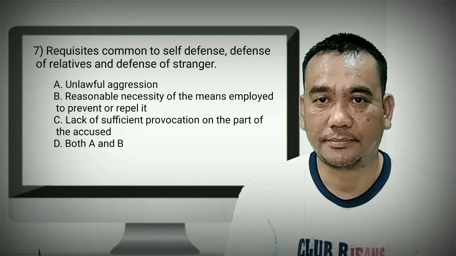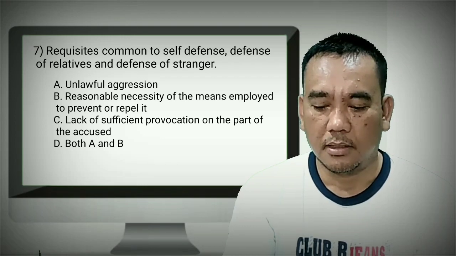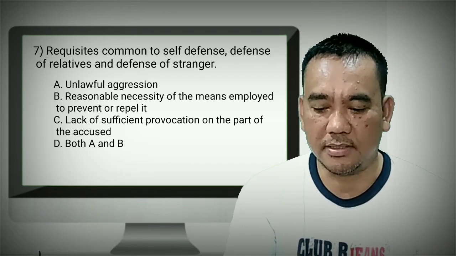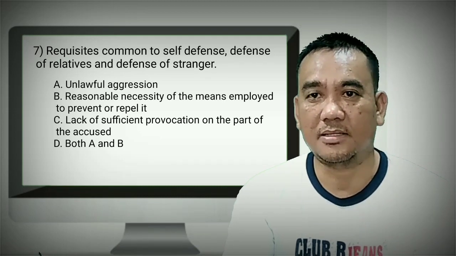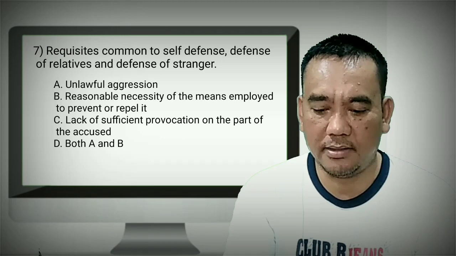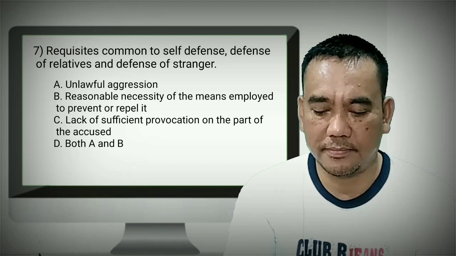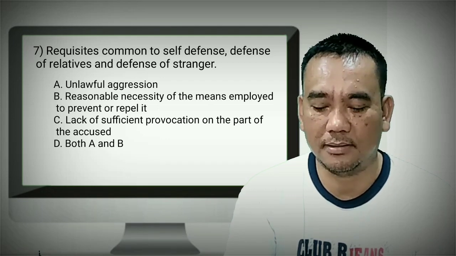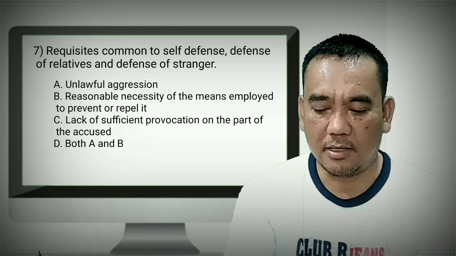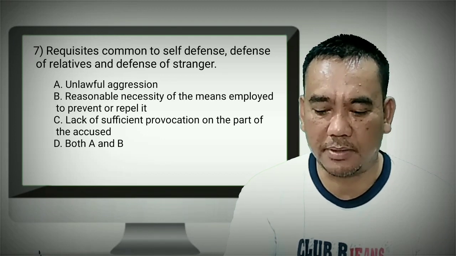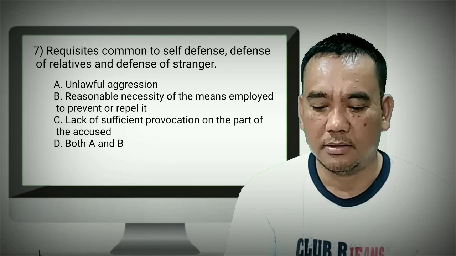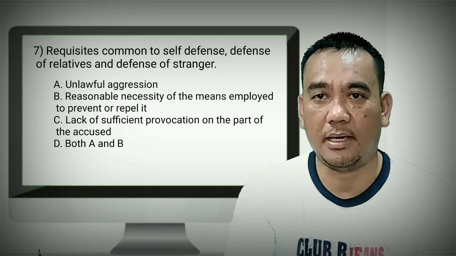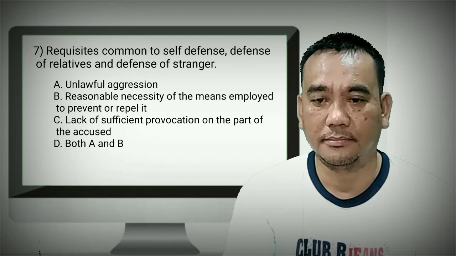Number 7. Requisites common to self-defense, defense of relatives, and defense of stranger. A. Unlawful aggression. B. Reasonable necessity of the means employed to prevent or repel it. C. Lack of sufficient provocation on the part of the accused. Or D, both A and B?